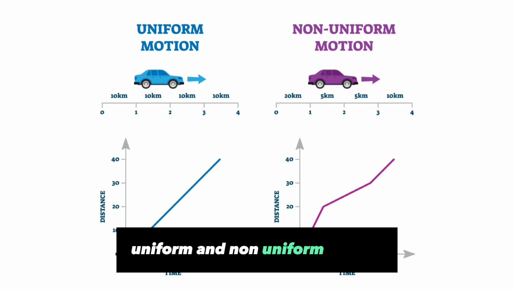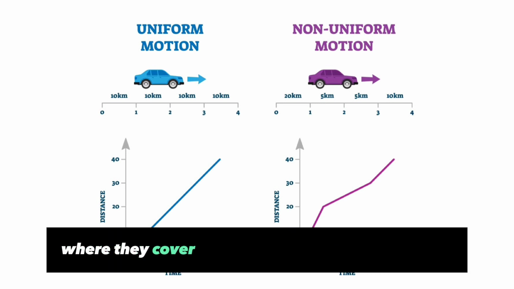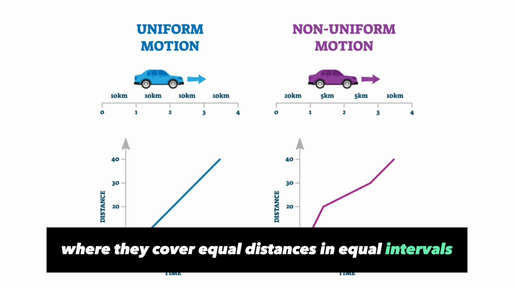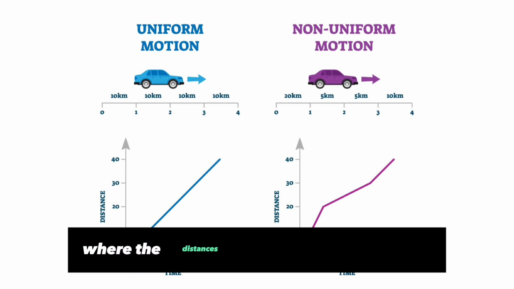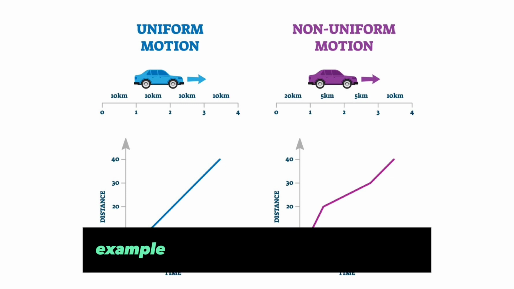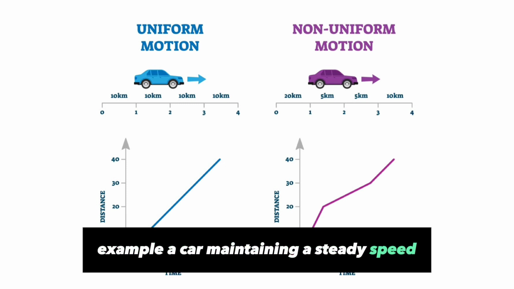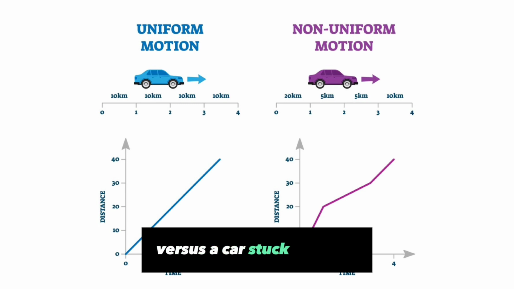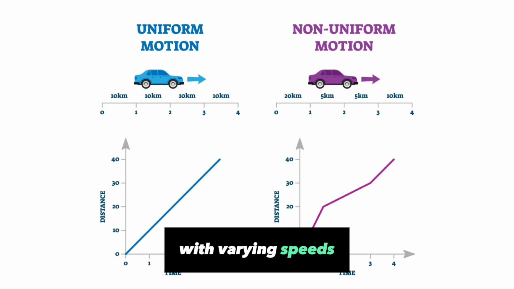Uniform and non-uniform motion. Objects can have uniform motion, where they cover equal distances in equal intervals, or non-uniform motion, where the distances covered are not the same in equal intervals. Example, a car maintaining a steady speed on a straight road versus a car stuck in traffic with varying speeds.